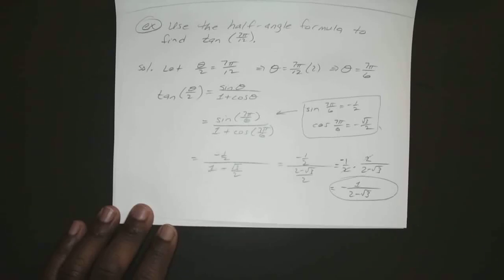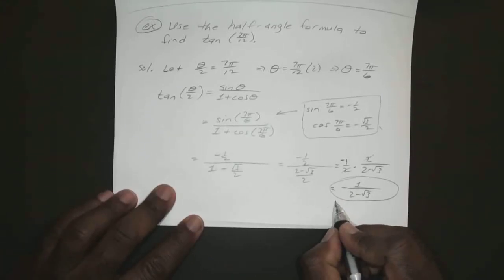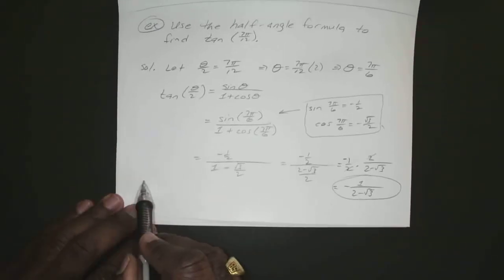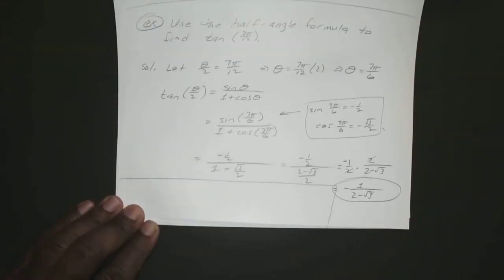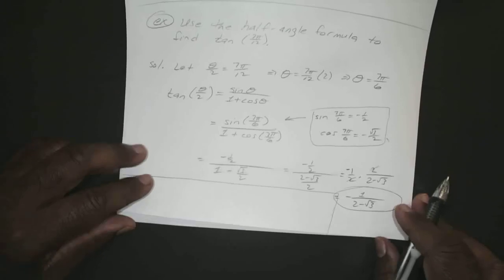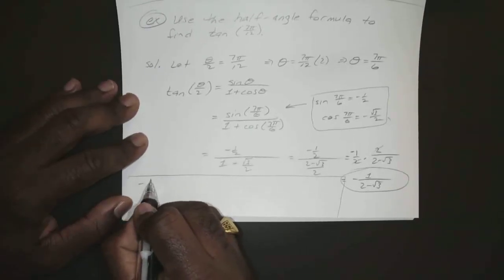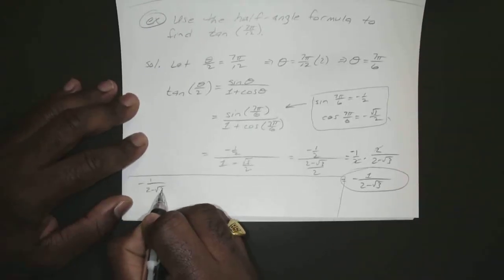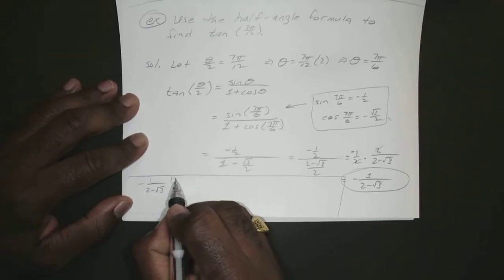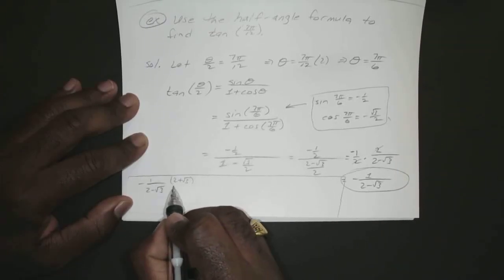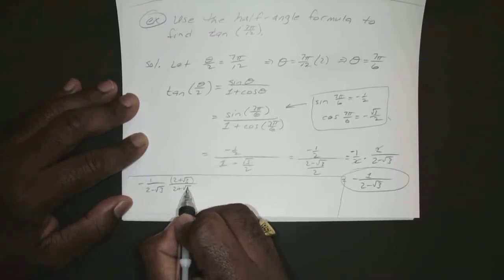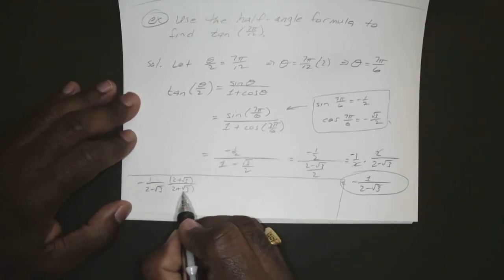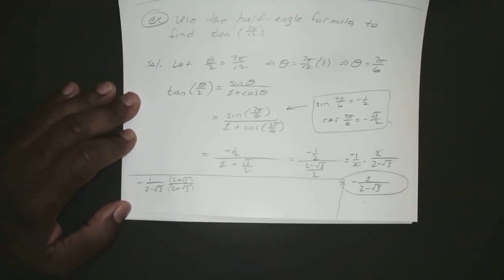Or if you want to rationalize the denominator, you can multiply both by the reciprocal. So let me do that just in case they ask for it. So negative 1 over 2 minus square root of 3 multiplied by 2 plus square root of 3 over 2 plus square root of 3. That's if they don't take that answer.